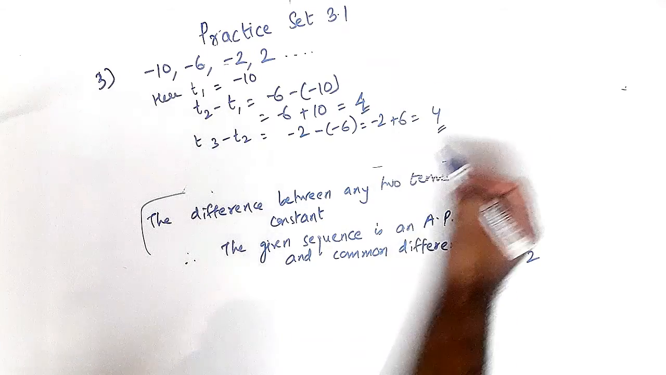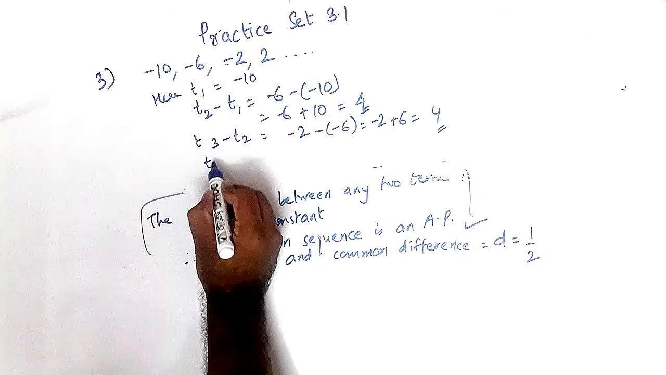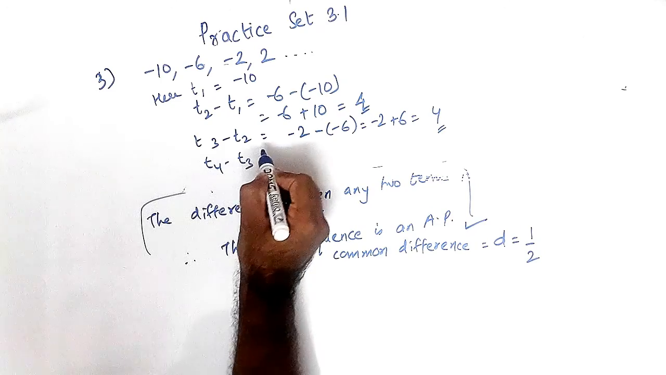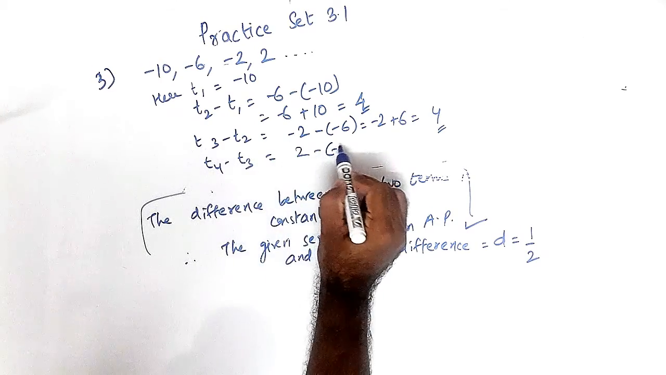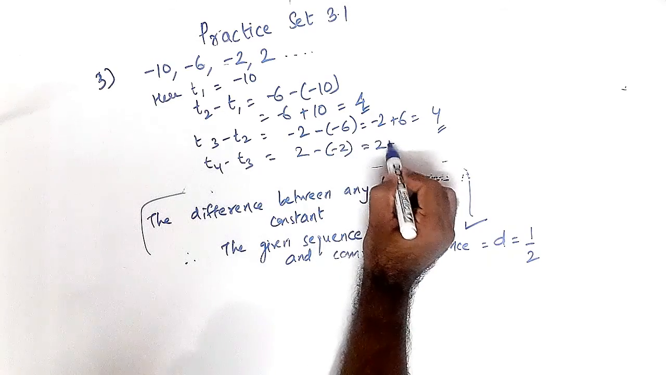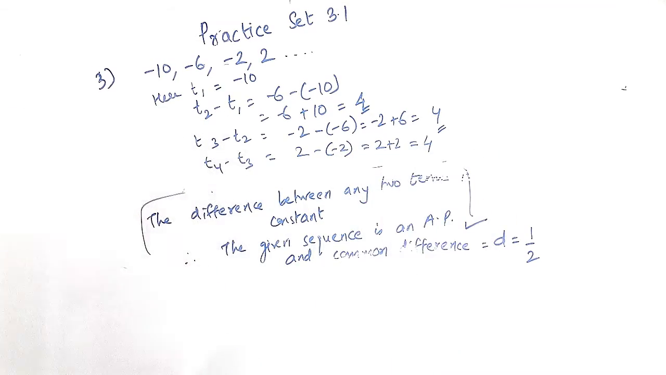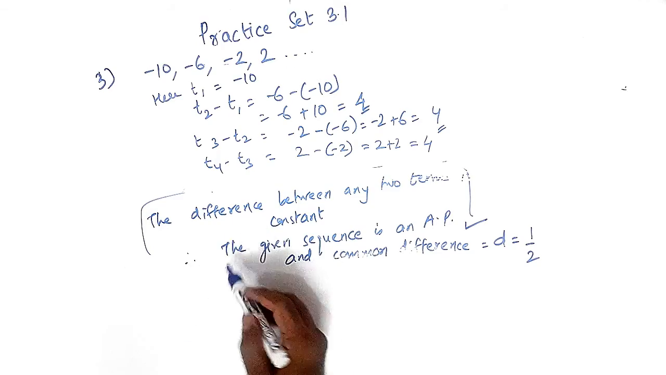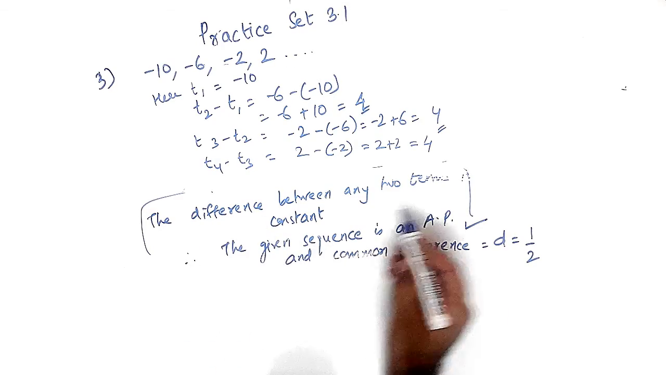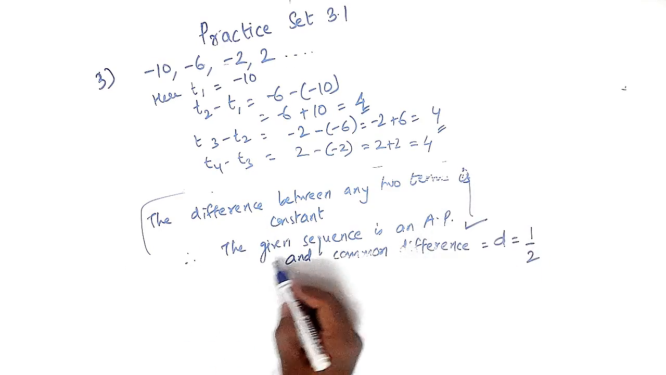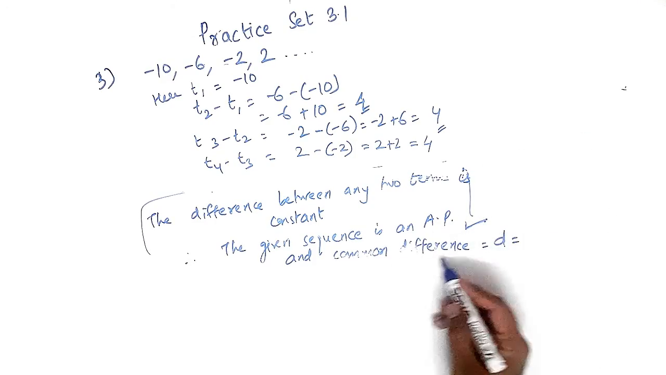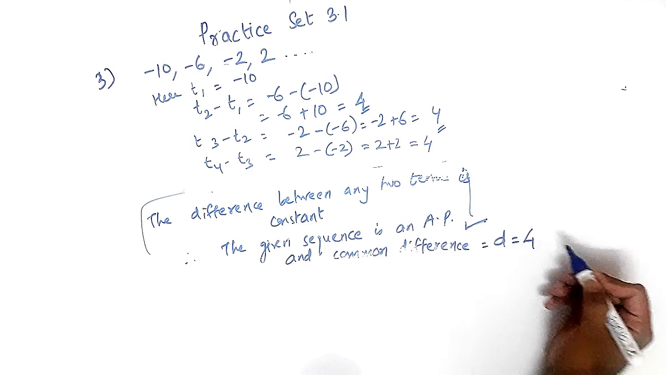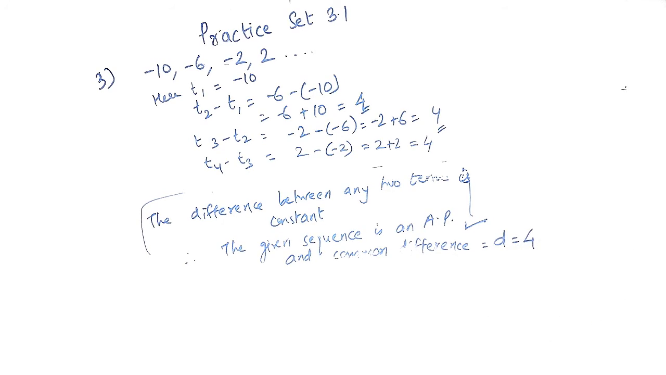So we are getting it constant. Again we will see for T4 minus T3. T4 minus T3 is 2 minus minus 2. So that becomes 2 plus 2, that is also equal to 4. So here also you will write the difference between any two terms is constant. The given sequence is an arithmetic progression and the common difference is D equals 4. Correct? So now I am coming to fourth one.